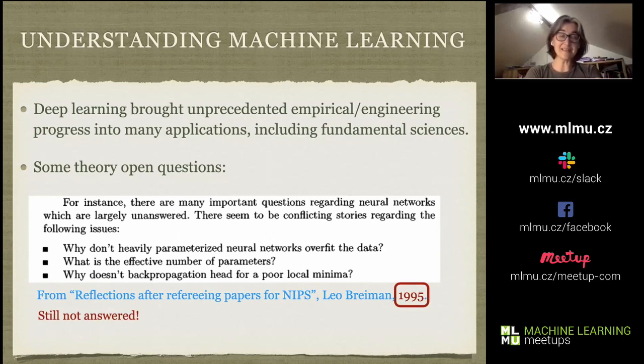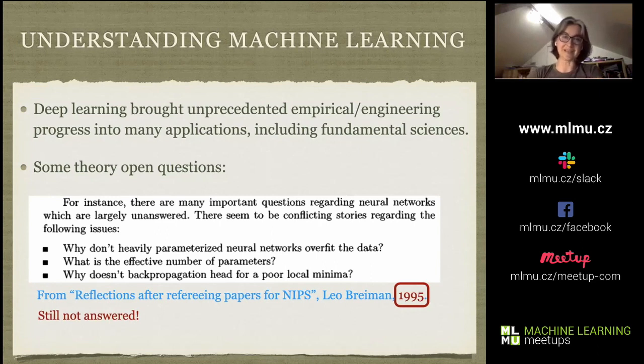And the striking thing is that these questions were there 20 years ago, and if you go to the theory section of NeurIPS this year or last year or next year, these are still pretty much the questions that people are discussing and on which we don't have a final answer. So let me go through these three questions. The first of them: why don't heavily over-parameterized neural networks overfit the data?